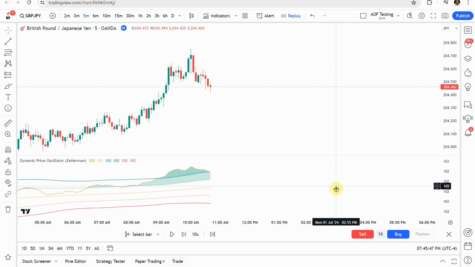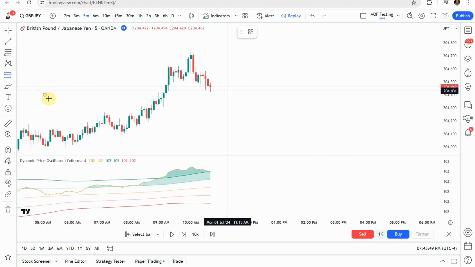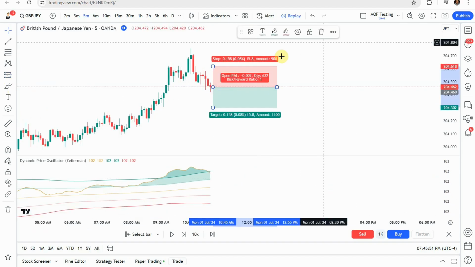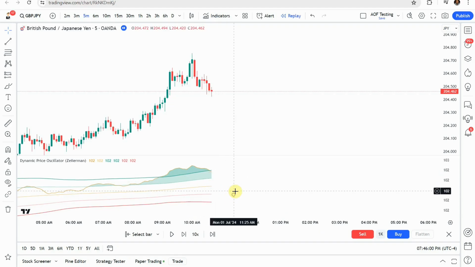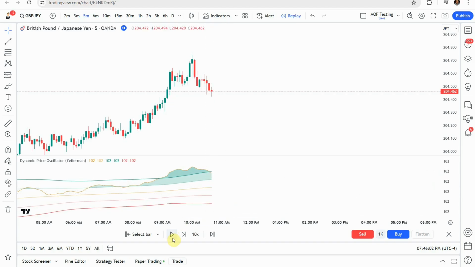At that point, we would enter into a short, and I don't really need to set the trade because we don't really have a static take profit. Then at that point, what we're looking for is price to come down and again touch that mean line there. Let's go ahead and play this forward and see how it plays out.